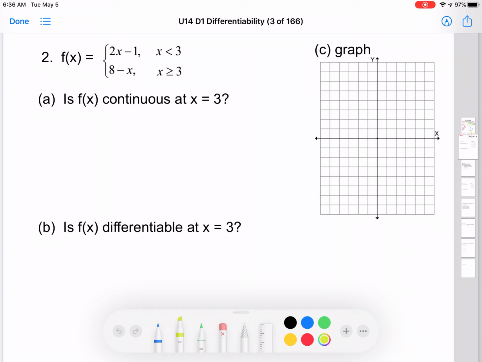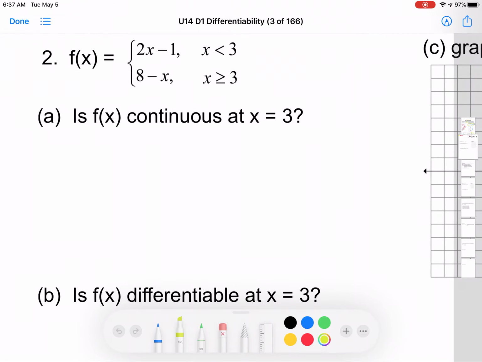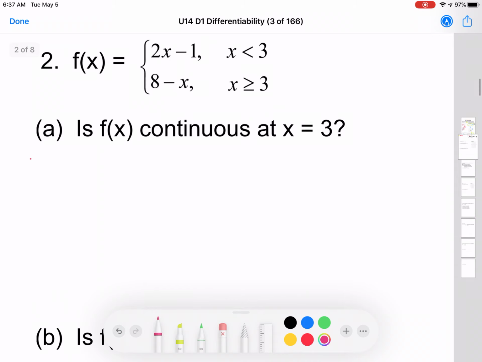So it says, is f of x continuous at x equals 3? Okay, so let's first see if it's continuous. Going back to our 3 steps of continuity. First we'll see if there's a function value. So f of 3. I'm going to be plugging it into this piece of the domain, right? That's where x is greater than or equal to 3. So 8 minus 3 is 5, so a function value does exist.